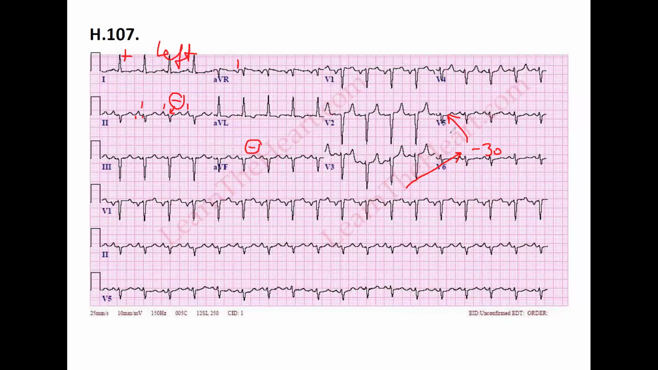Extreme left deviation is less than minus 30 degrees. Because AVR is negative, you can say this is between minus 60 and minus 30. So somewhere here. This still means that we do have an extreme left deviation. Now, what can cause extreme left deviation?